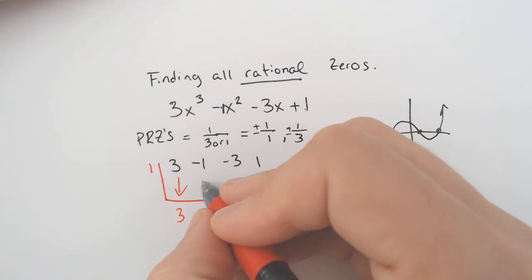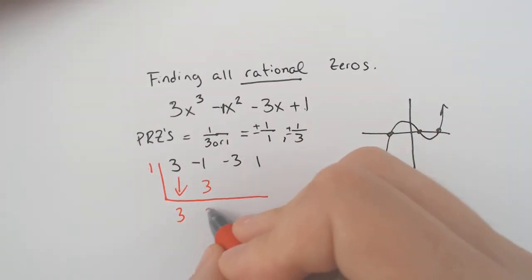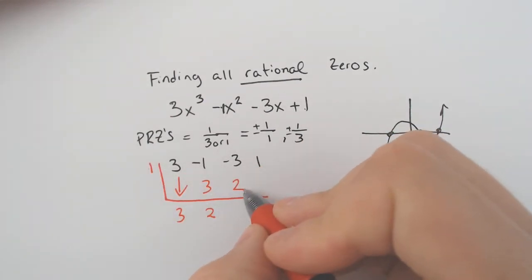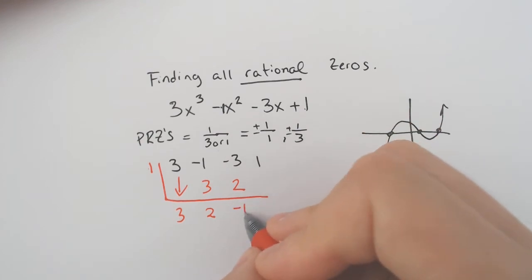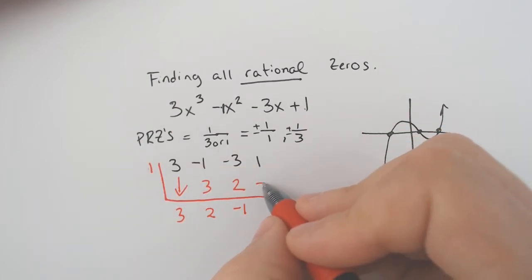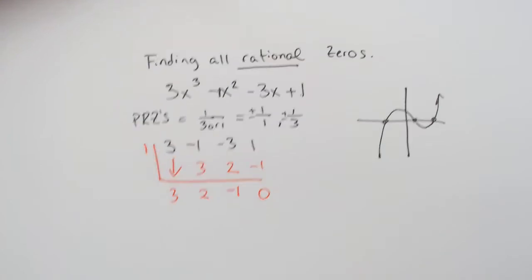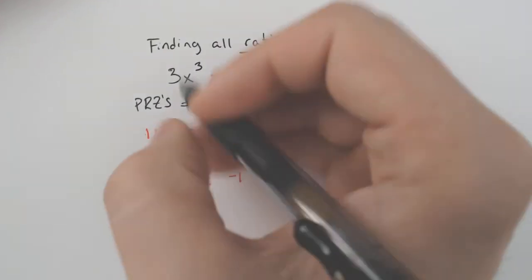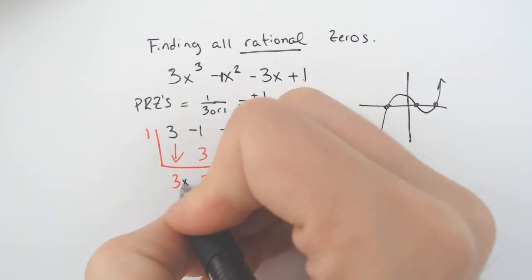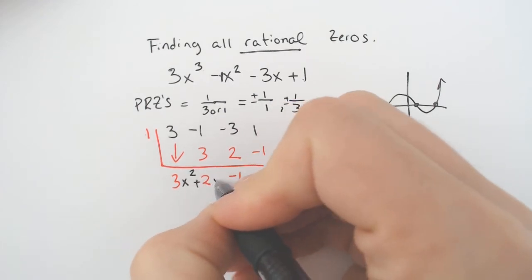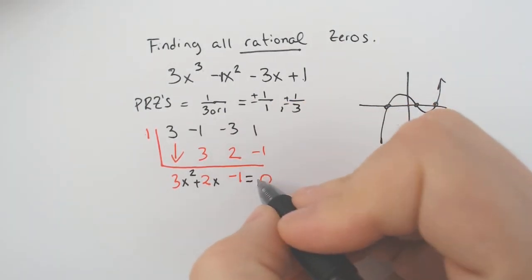1 times 3 is 3. Add, you get 2. 1 times 2, you get 2. Add, you get -1. 1 times -1 is -1. Add, you get 0. And then from here, you started with an x to the third, so this would be x squared plus 2x minus 1 equals 0.